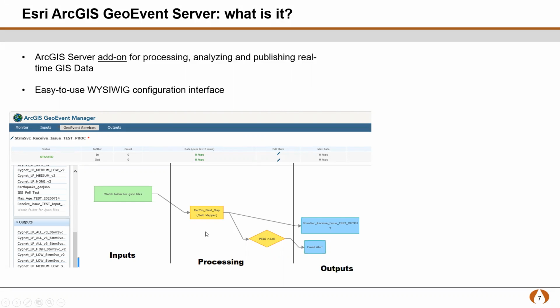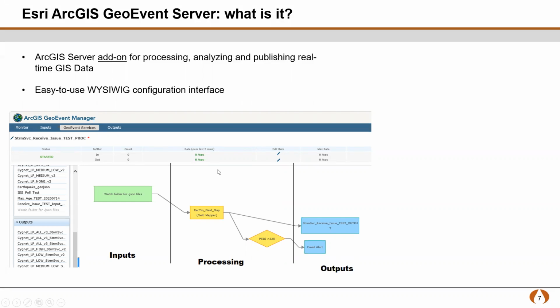Here's an example of what the manager interface looks like within GeoEvent. It's a nice WYSIWYG, what you see is what you get. I can drag my inputs, my processors, and my outputs right onto this screen, and I can build out the connections. Here's an example of a real simple GeoEvent service. We're watching a folder for new data, and when we receive new data, we're mapping it from one schema to another, and then pushing all the data out to a stream service to pull into our web mapping application. But if there are any events that pass a certain threshold, in this case a pressure threshold, then we can send an email for those events.